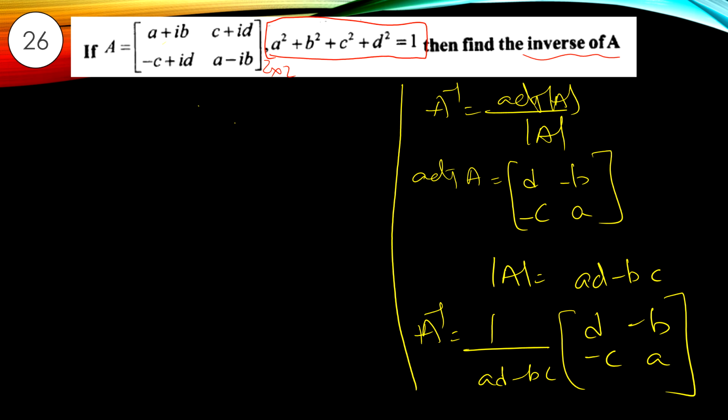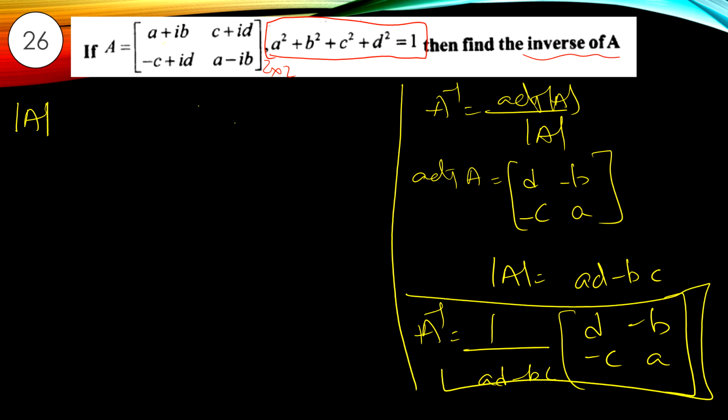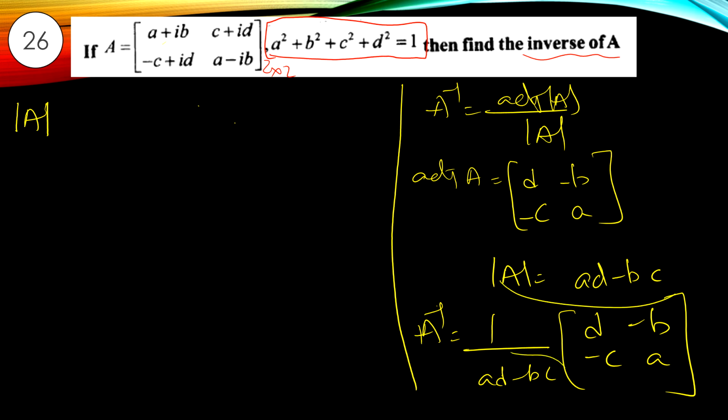Here we need to first calculate the det of this A. We need to find the A inverse, so first I'm taking the det of A. If you want to mention, you can mention A inverse is equal to adjoint A by det A, and finally this is the main formula you need to mention for A inverse: A inverse is equal to 1 by (ad minus bc). So first I'm considering the det of this matrix.